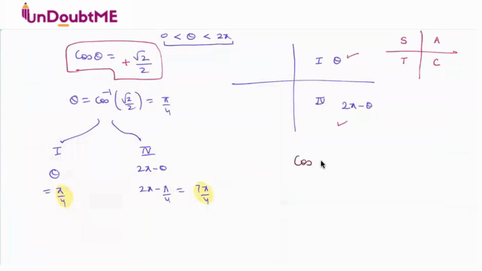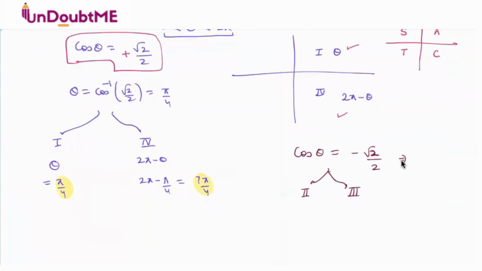S and T. Right. Now let us solve the same question with a negative sign. If I have cos theta equal to negative root 2 by 2, then second and third quadrant. So our answers will be from the second and third quadrant. And as I told you in the previous question, we will ignore the sign because the negative sign just indicates the quadrant. Quadrants are already taken care of.